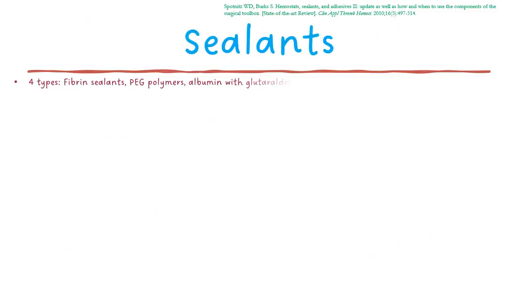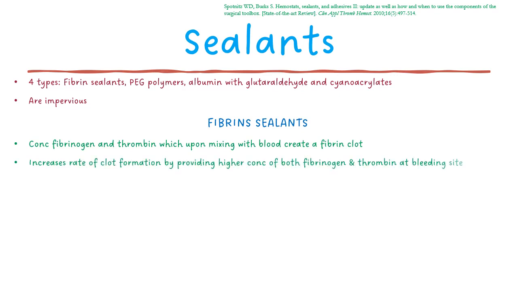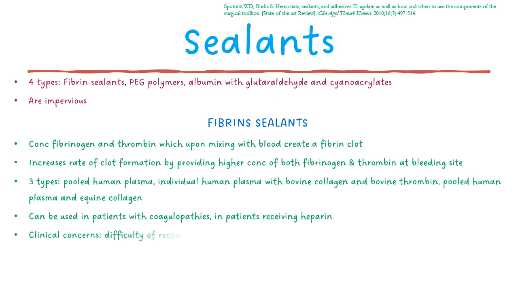The sealants work by forming a barrier that is impervious to the flow of most liquids. There are four types of materials approved for use as sealants to manage surgical hemostasis. The sealants are either fibrin sealants, polyethylene glycol polymers, albumin with glutaraldehyde, and the new cyanoacrylate sealants. Let's see the individual sealants, such as the fibrin sealants.